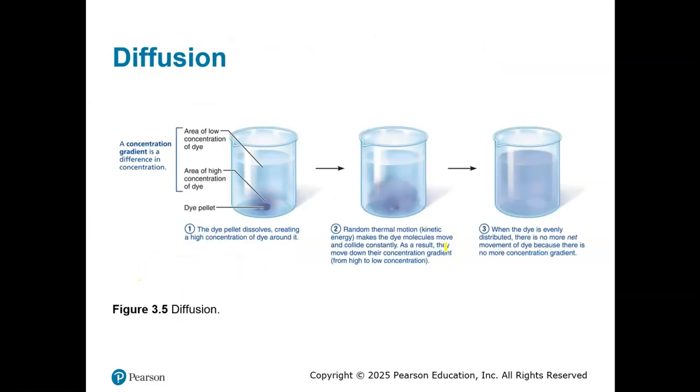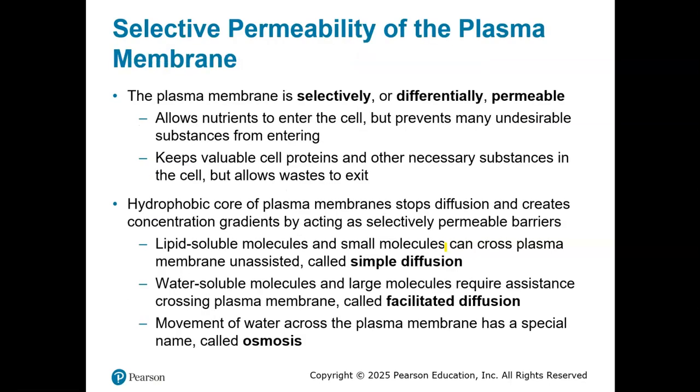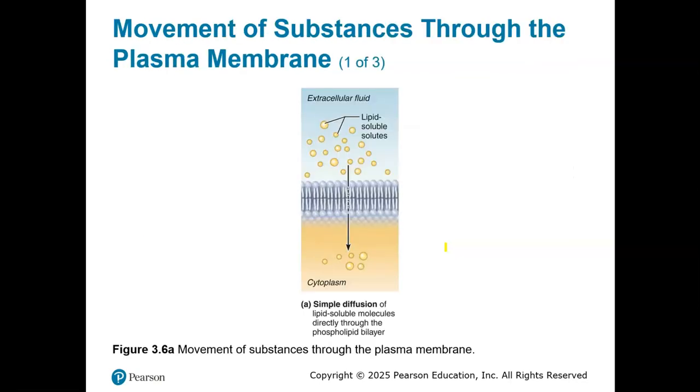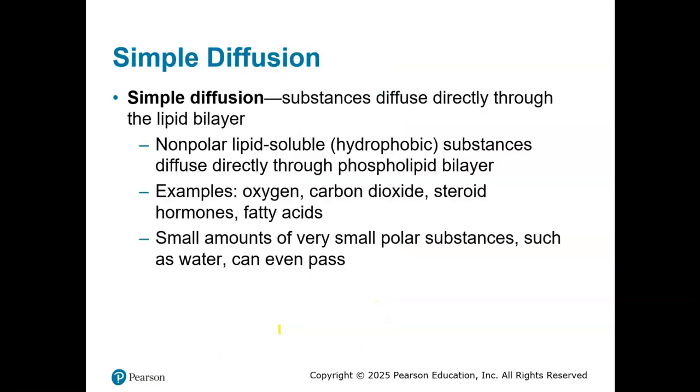All right, so with simple diffusion, molecules are going to move through the phospholipid bilayer. This shows simple diffusion. When molecules move from their high concentration to their low concentration, and they move directly through the phospholipids, we call that simple diffusion. The only molecules that can do that are small and lipid soluble, so they're going to be nonpolar covalent molecules.